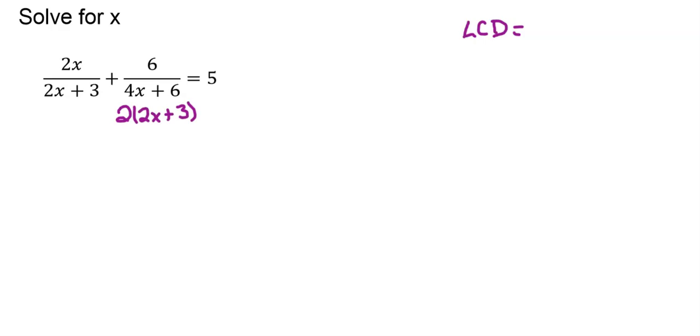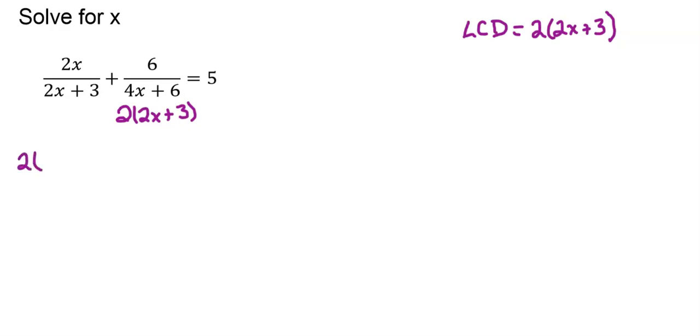All right, so what are the factors that we see in our denominators? We definitely have a 2x plus 3. And what else do we see? Definitely have a factor of 2. That's coming from the second fraction. So our least common denominator is 2 times 2x plus 3. Let's multiply every term that we see on both sides by that least common denominator.